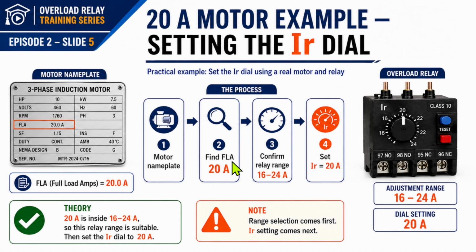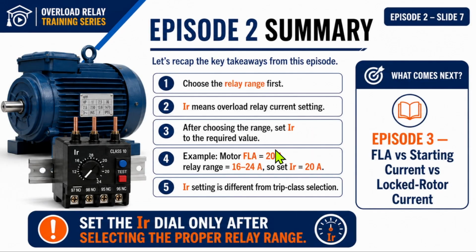The summary of this episode: choose the relay range first. Then, IR means overload relay current setting; you have to keep that in memory. After choosing the range, set the IR to the required value. Example: motor FLA is 20 amp, the relay range should be 16 to 24 amp, so set the IR setting to 20 amp.